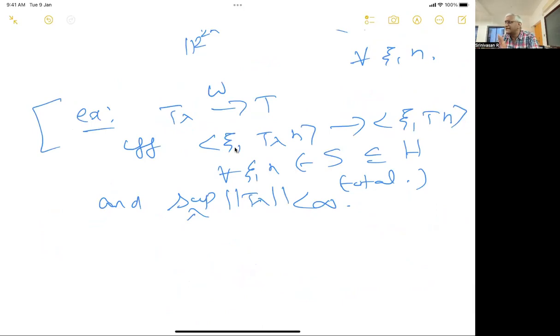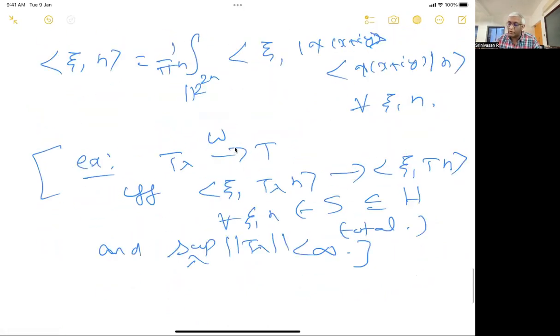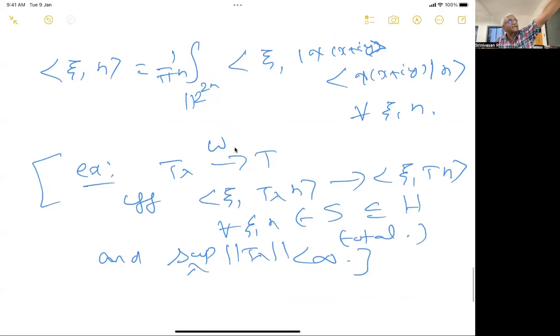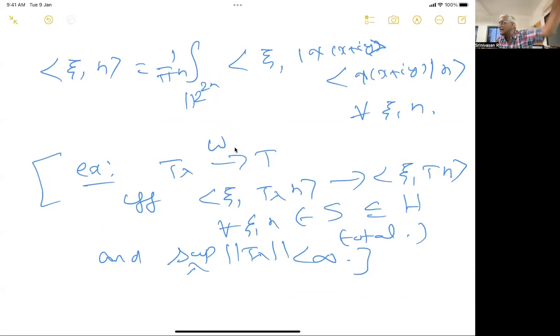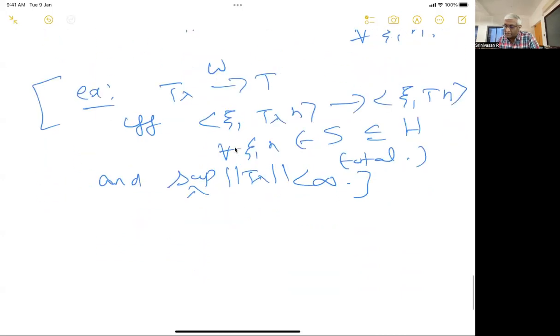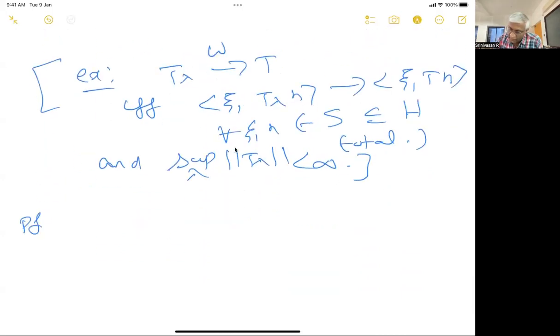So it's the same idea. There is nothing else. You just have to use the triangle inequality and you will get it. So it's enough to verify for a total set of vectors. We have to verify the equality for a total set of vectors. Okay, so proof. We need to verify.